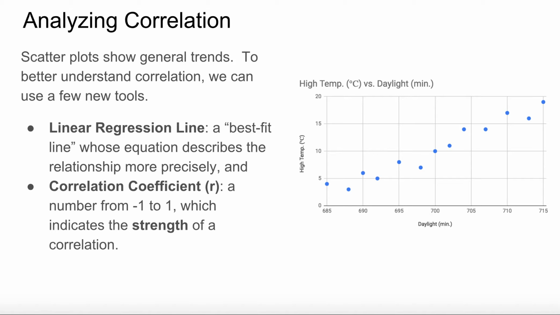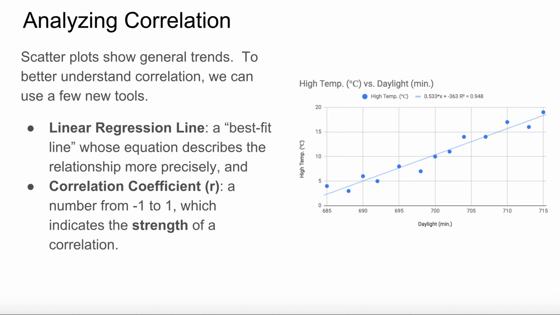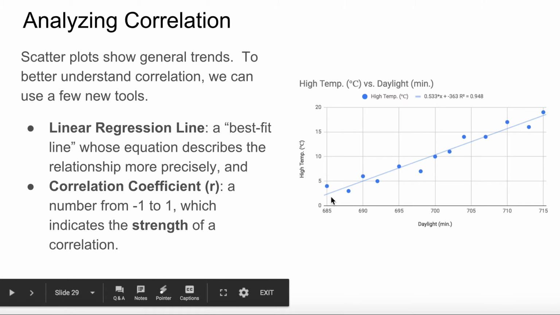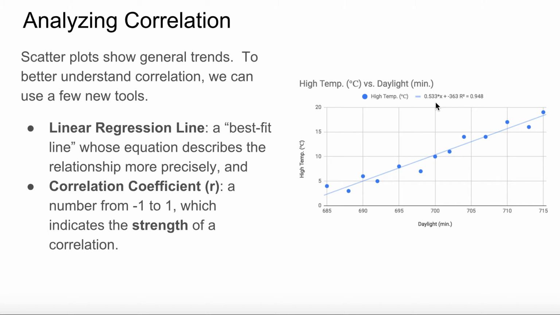And we also have something called the correlation coefficient. And this is a number between -1 and 1, which indicates how strong a correlation is. And you'll see some rules of how we interpret the correlation coefficient. Now, I've gone ahead and done that in this graph. Same data, except now you'll see I have a line that goes through the points. And from this line, I can get an equation.